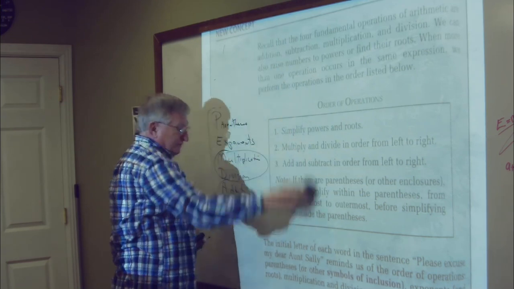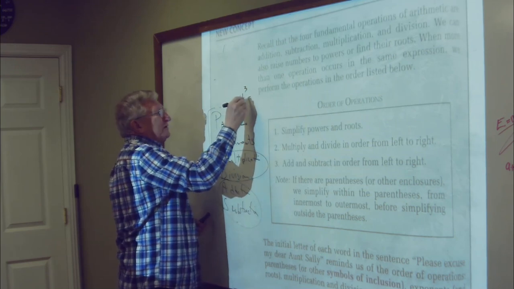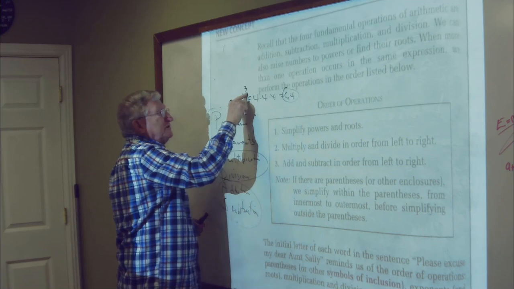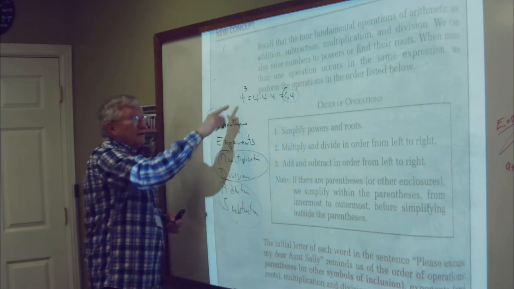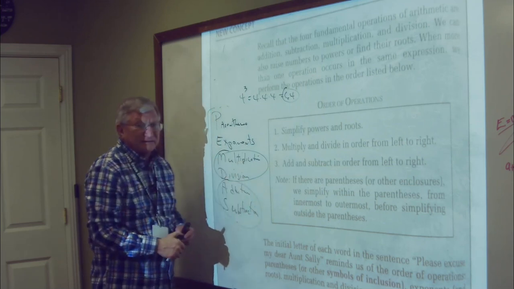And then exponents. You remember exponents, there's a little number written above, like 4 cubed means 4 times 4 times 4, which is 64. You do this before you do any of the multiplication, division, addition, or subtraction. So if you've got any exponents in there, go ahead and evaluate them before you start multiplying and dividing and adding and subtracting.